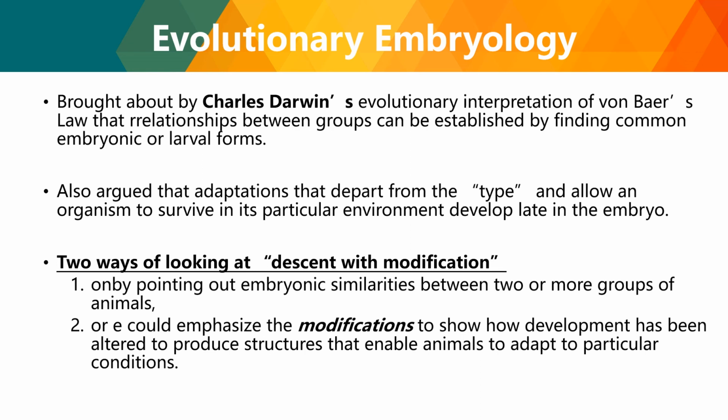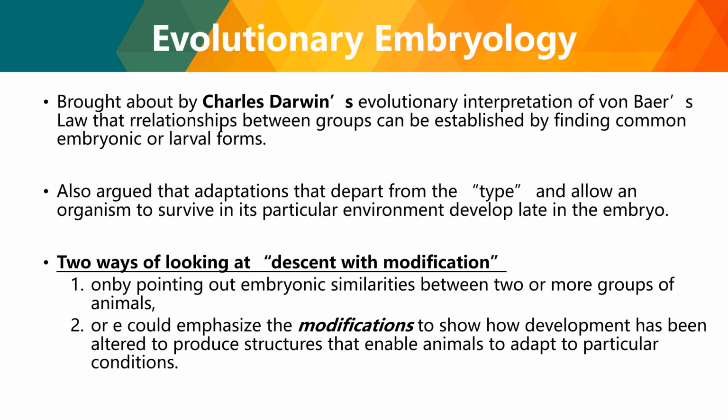So, brought about by Charles Darwin's evolutionary interpretation of von Baer's law that relationships between groups can be established by finding common embryonic or larval forms. He also argued that adaptations that depart from the type and allow an organism to survive in its particular environment develop late in the embryo.